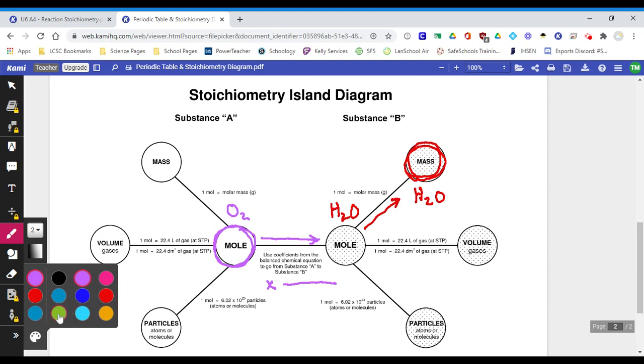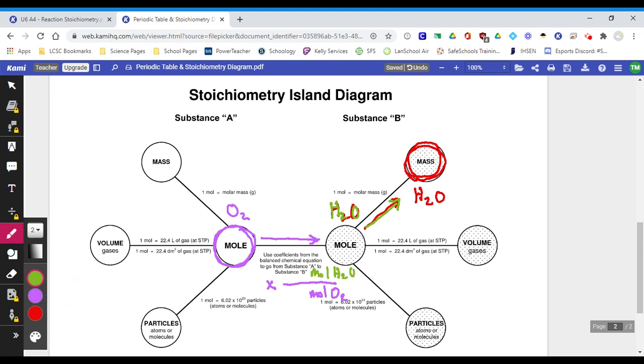Let's do a different color for moles of H2O. Let's do green. Oh, this is going to look very holiday. Okay, there we go. That's kind of ugly. So we're going from moles of O2. We're going to have to get rid of moles of O2 on the bottom, to get to moles of H2O on the top. That's our first fraction bar.